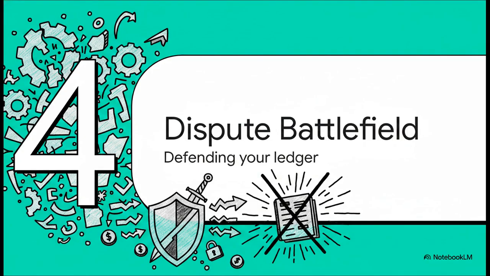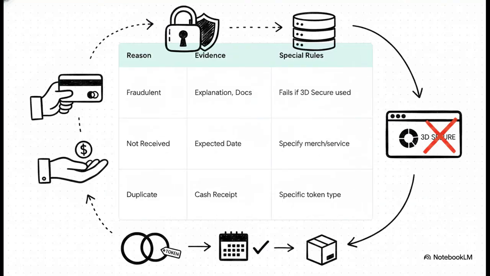This brings us to Section 4, the dispute battlefield. This is all about defending your ledger against fraud and failure. The API documentation here really acts as a strict legal runbook. You can't just fire off an HTTP request saying, "Hey, my user wants their money back." You have to provide precise combinations of tokenized evidence.